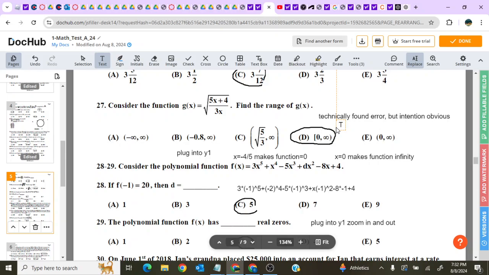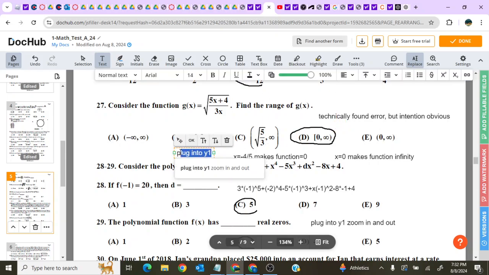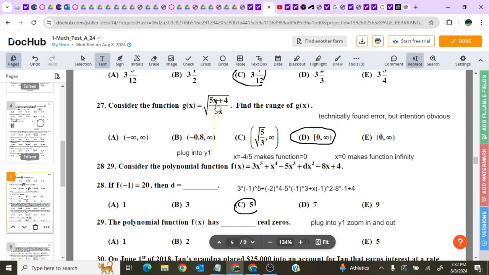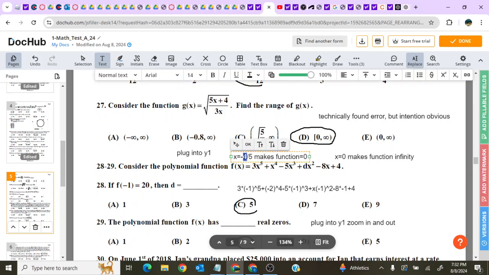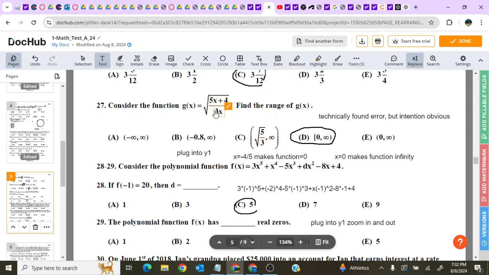So sometimes when you're given stuff like this, you should just plug it into y1 and find some interesting info about it. You can find that -4 over 5 makes the function equivalent to 0. You can also plug that in to prove it. And you also know that if you put in 0, this denominator is 0, so the function is infinity. So as a result, it can go from 0 all the way to infinity. That's the only thing that really makes sense. And also, since it's the square root, it can never be negative.